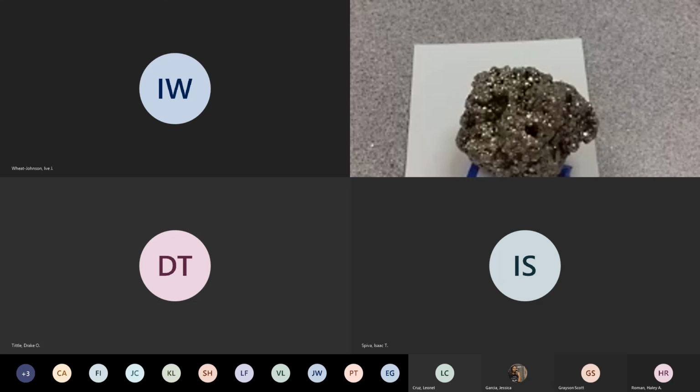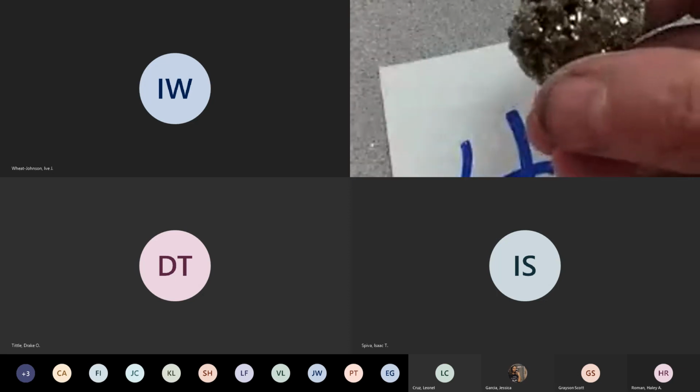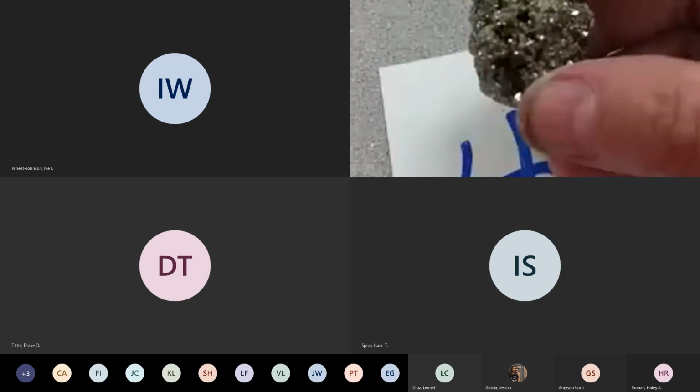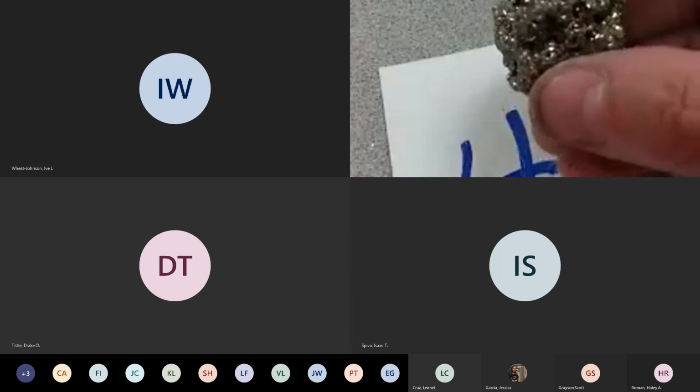It's my hope that everyone has an M written down for that. I'm seeing M's come in now. So yes, metallic luster. What did you describe as the color for that? Gold, tinfoil, bronze, gold brown.